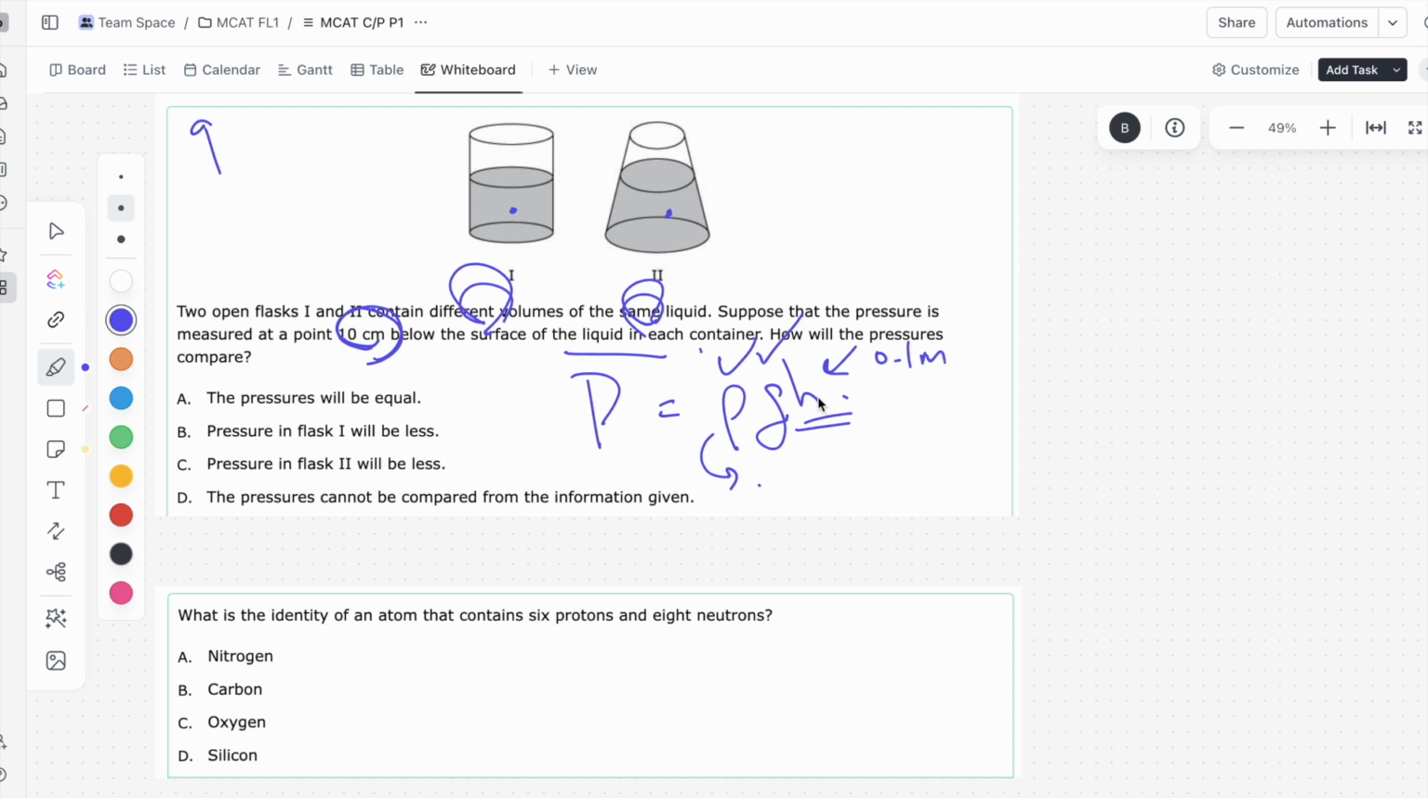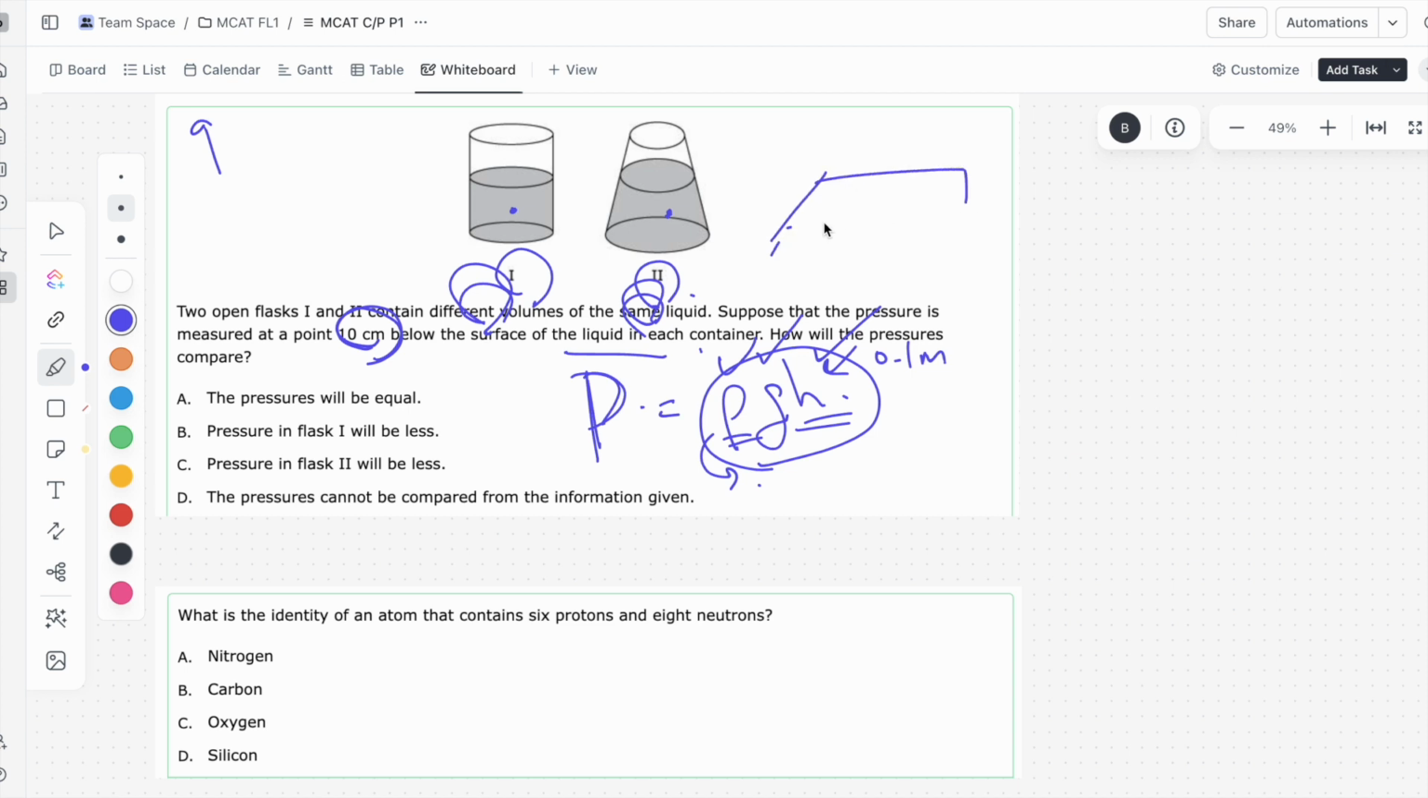So because the depth is the same, g is a constant, it's the same, rho is the same, that means whatever value we get for this, even if we don't know the exact density of this liquid, we know pressure is going to be the exact same for both containers 1 and 2. So it doesn't matter if you have a swimming pool full of this liquid, or if you just have a very long straw with this liquid.